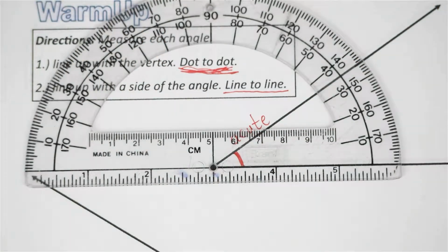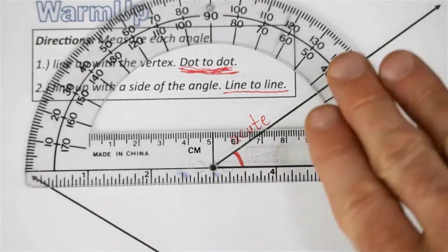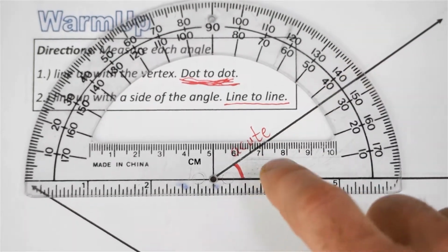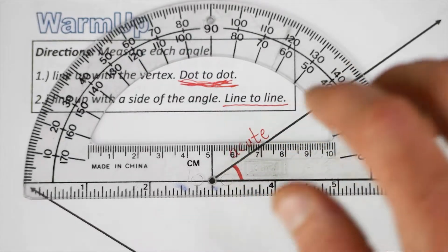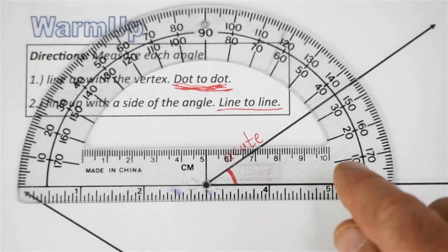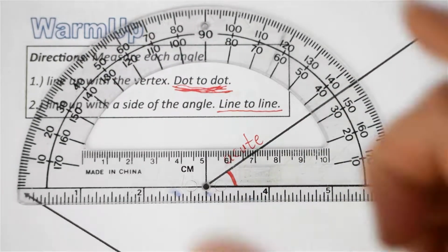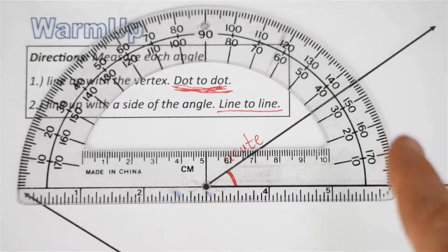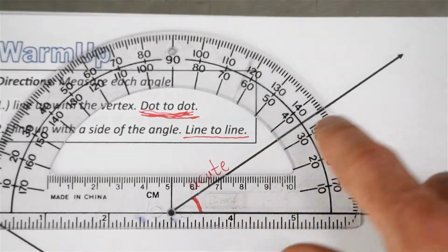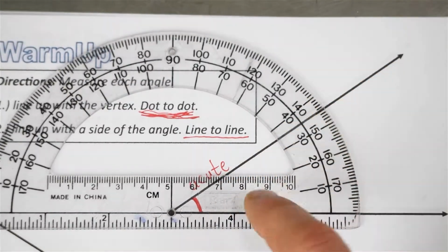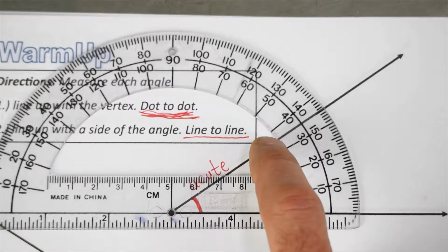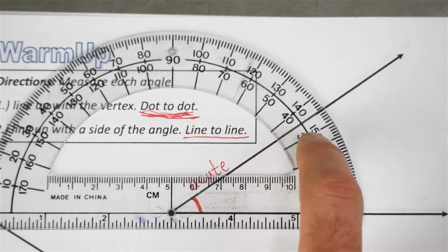Now, what we're going to do is we're going to look at the numbers. Now, before I even start looking at those numbers, I want to remember that we talked about the fact that this is an acute angle. So I know it's an acute angle. I know it's less than 90. So where this line comes out through here, it goes past two sets of numbers. It goes past 30 and 40, and it goes past 140 and 150.